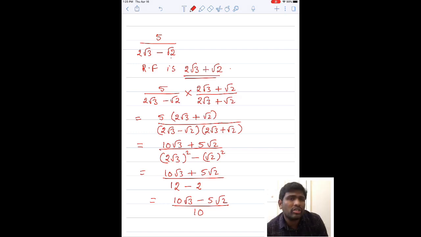This particular concept of rationalizing the denominator is one of the most important concepts you need to know. I think you understood what conjugate surds are and how to rationalize binomial quadratic surds.